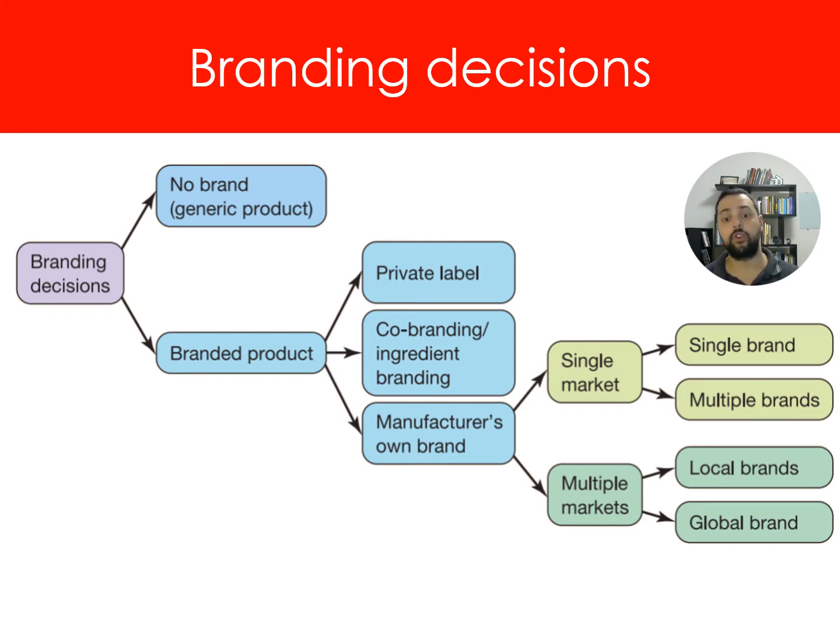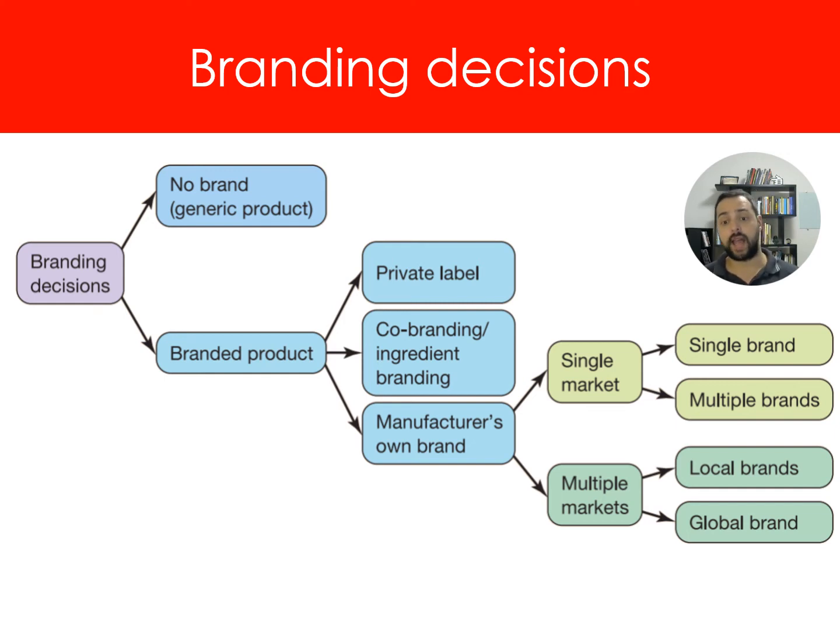And then you can choose to use a private label. For instance, you can use your label in products from other companies. Supermarkets use that a lot. And you can use co-branding or ingredient branding. It's a way to join different brands and to bring different associations to a specific product. Or you can create your manufacturer's own brand. So you can use as a manufacturer your own brand.